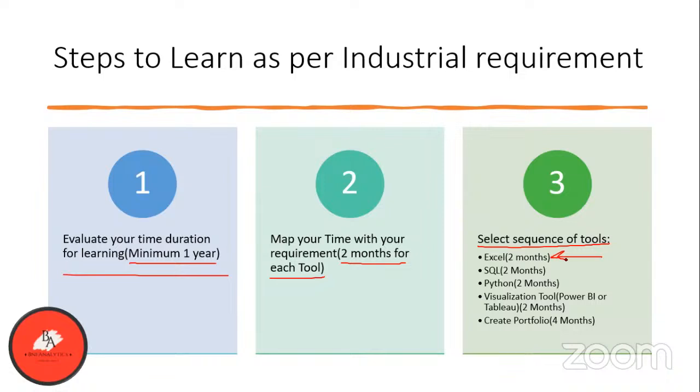So, what is the best thing? Get a single tool at a time. So, first 2 months, give it to Excel. Next 2 months for SQL, 2 months for Python, and minimum 2 months for any of the visualization tools. Then 4 months dedicatedly are required to create your portfolio.